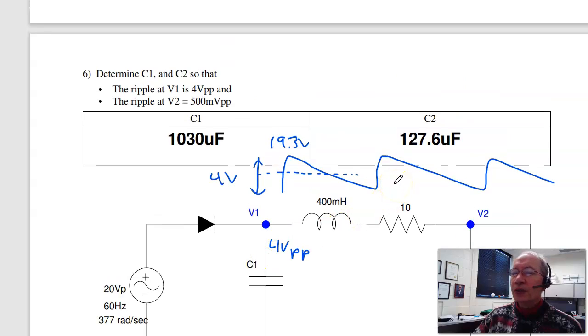And that's quiz number 3 for ECE 320 Electronics 1 for spring 2022.